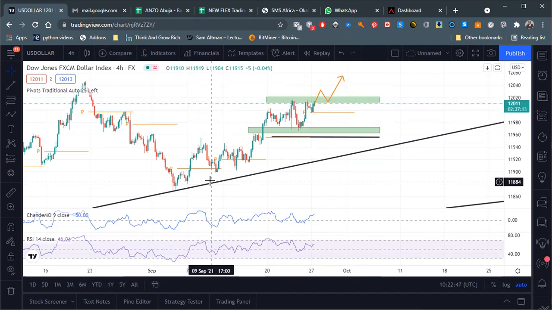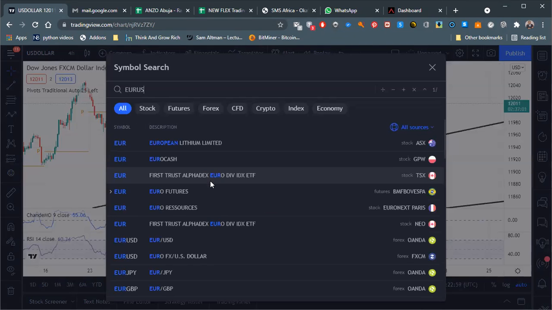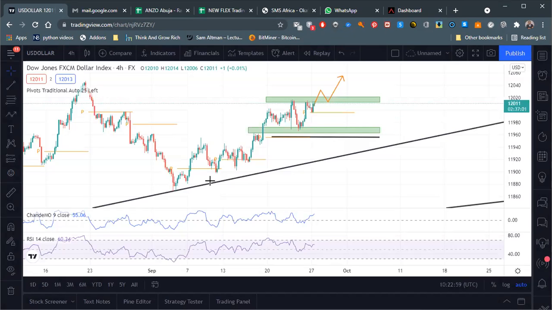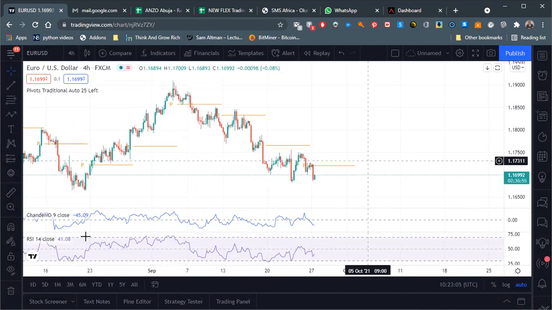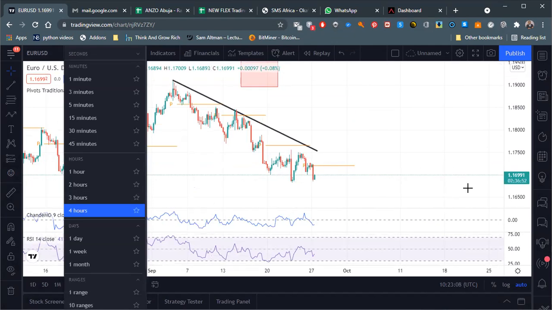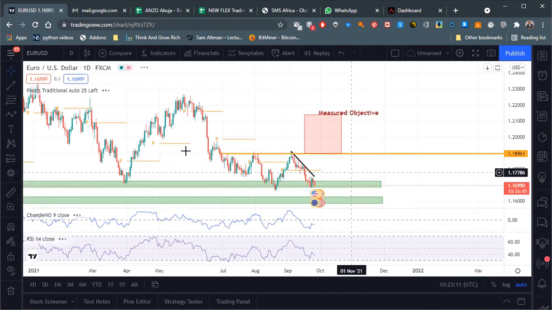So now I have an outlook of what I'm expecting in the dollar. And then I could carry that idea into the currency pair. So let's start off with the most traded currency pair, which is the euro dollar, and let's look at what the market is actually doing right here. So this is the price chart for euro dollar. Let's jump straight down to the daily time frame because I like to work with that.